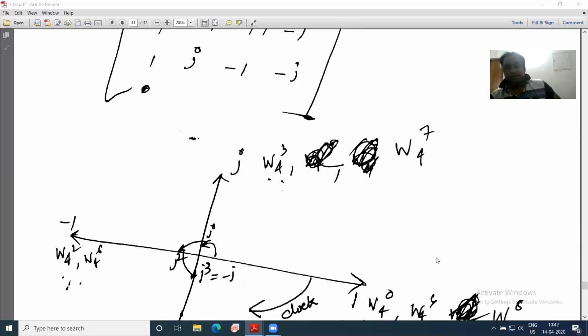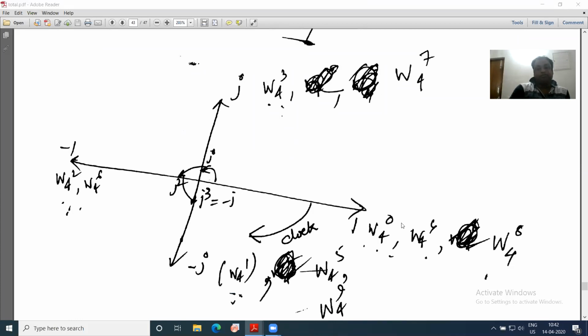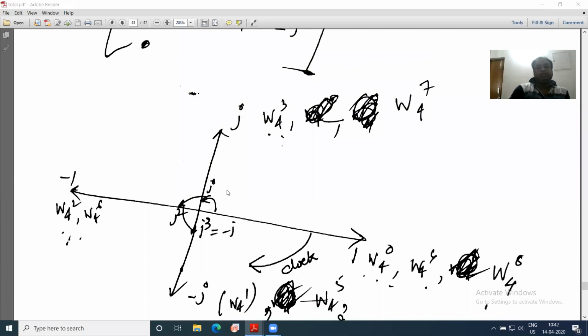Now, if you look at this axis, this is your plus 1, and this is minus 1. This is plus j, this is minus j. So I am saying that this is W4^0. What is the value of W4^0? 1. Then I am moving in the clockwise direction, and I am saying this is W4^1. So W4^1 is minus j. Then moving like this, W4^2 is minus 1 and W4^3 equals plus j.